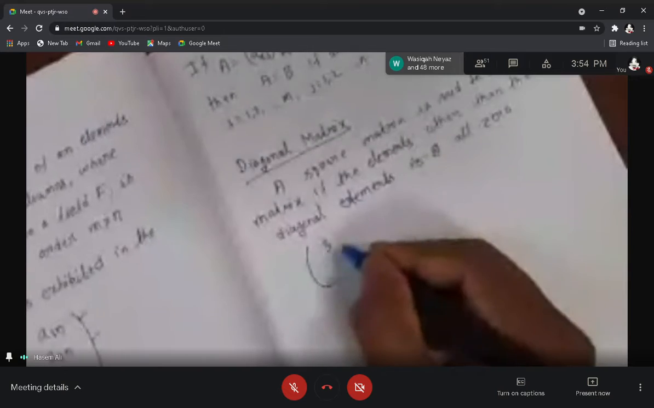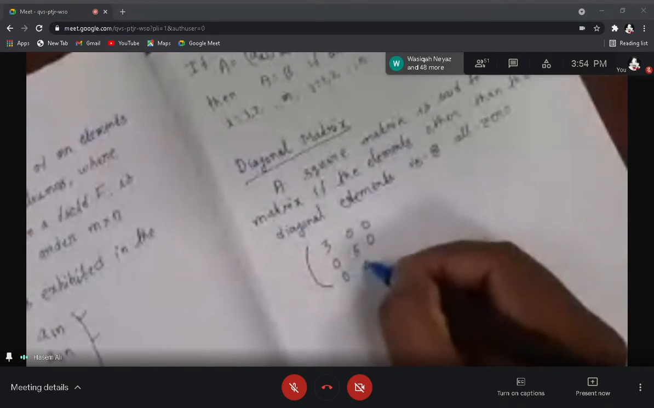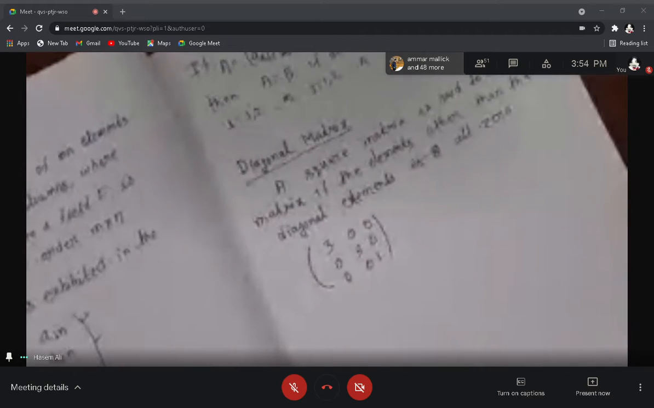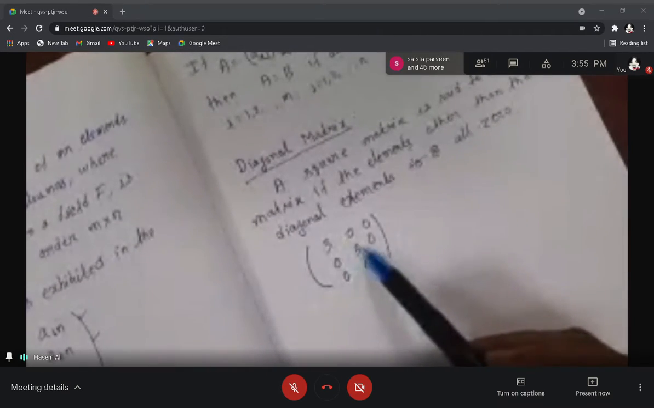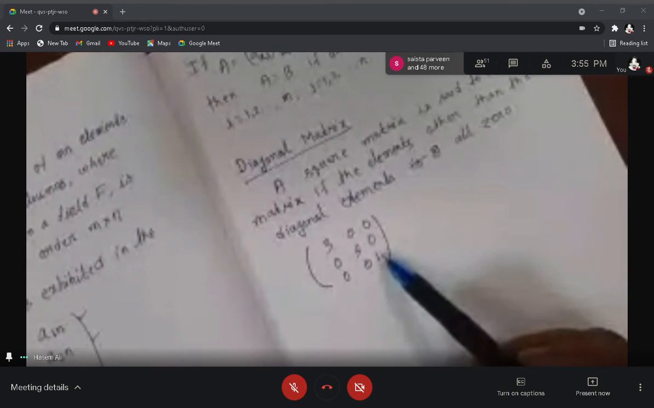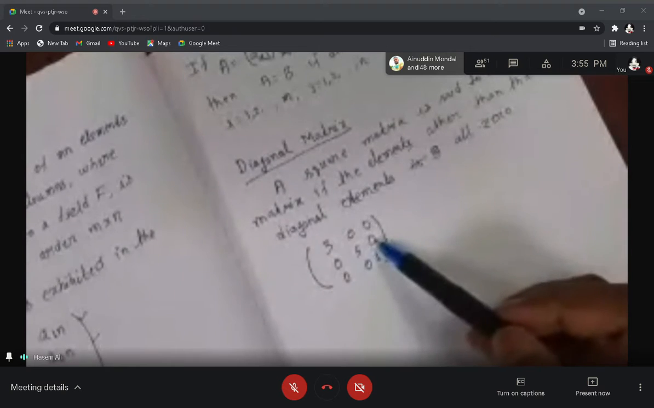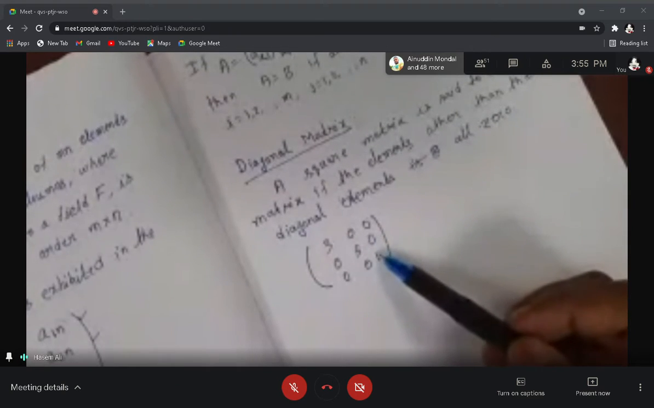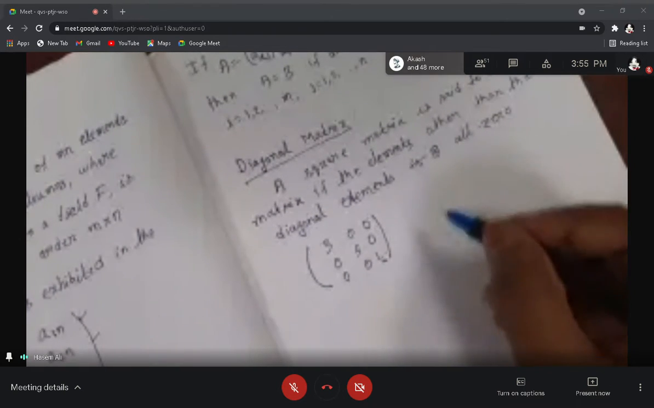Let 3 0 0, 0 5 0, 0 0 1. This is an example of a diagonal matrix. Here the diagonal elements are 3, 5, 1, and the non-diagonal elements, that means here a12, a22, are all 0. So this is a diagonal matrix.